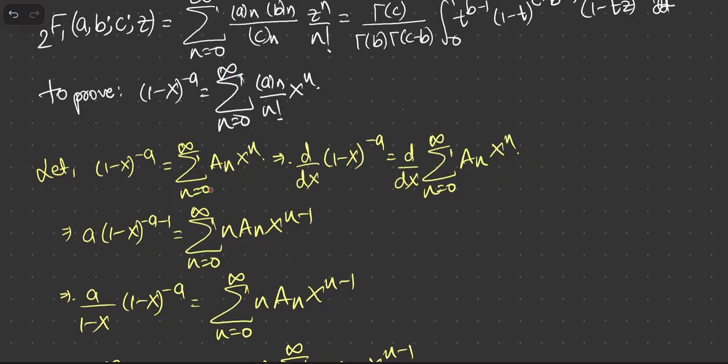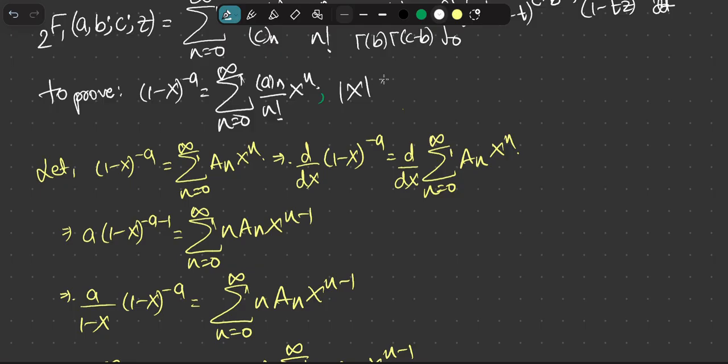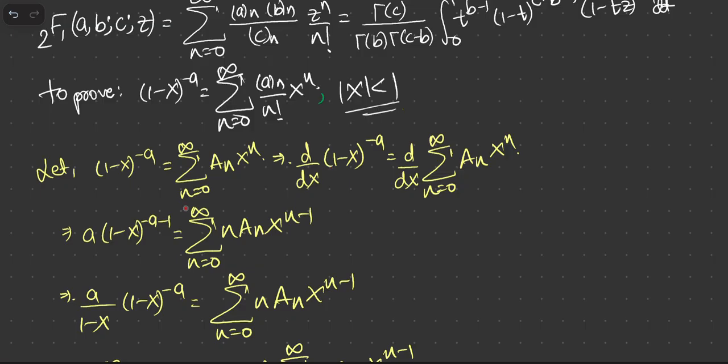So basically, when you plug n equals 0, the first term is a naught. Actually, a is 0 and e is 0, so it's not depending on x, and that's why the first term is going to be 1. And obviously I need to mention this down: the absolute value of x should be less than 1, right?